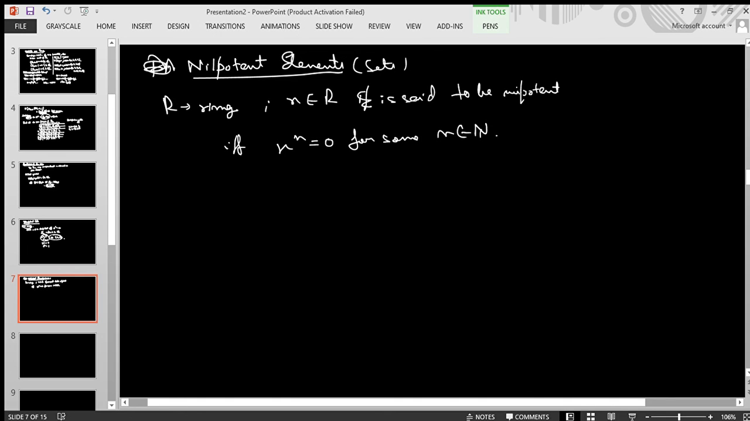So you have a ring, you take an element x from that particular ring, and that element is said to be nilpotent if x to the power n is equal to 0, or x multiplied n times gives you 0, for some natural number n. Is it clear? So this is the concept of nilpotent elements.